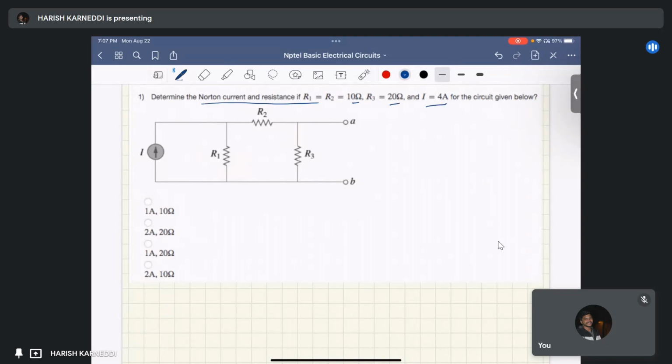This I is a current source. It is an independent current source with a rating of 4 amps. Then R1 and R2 equal 10 ohm, this is 10 ohm and this is 10 ohm, and R3 equal 20 ohm. In the circuit, we need to find ISC, that is nothing but the Norton current, and RTH.